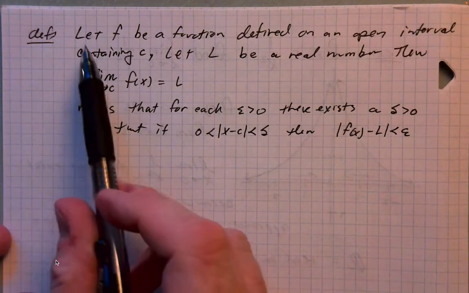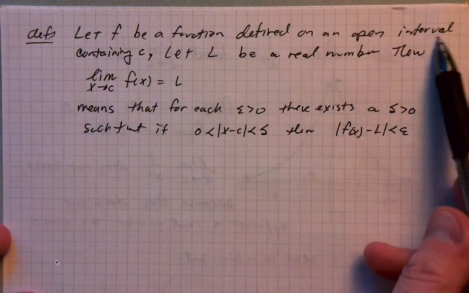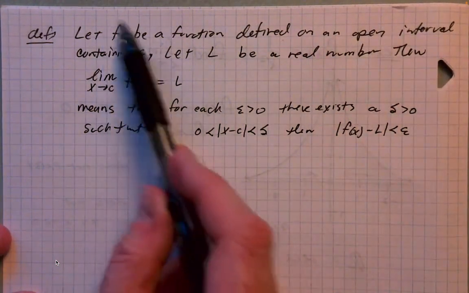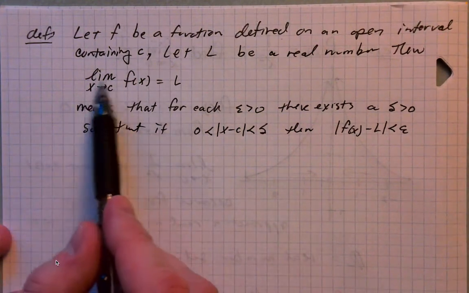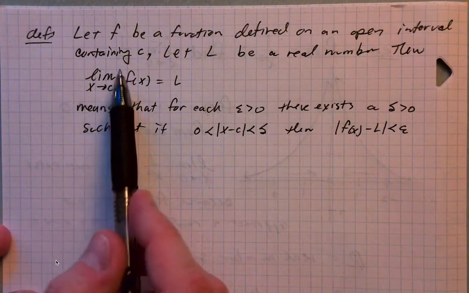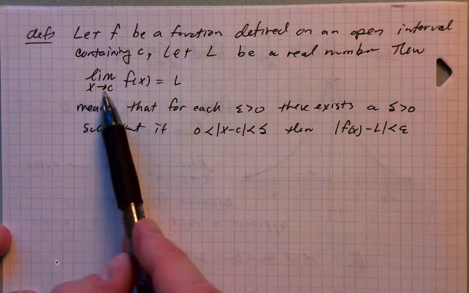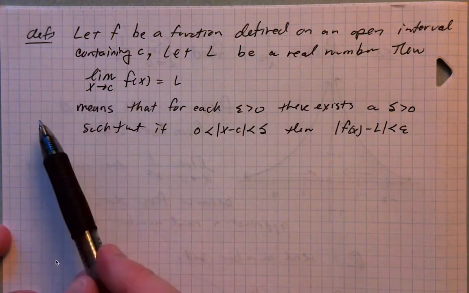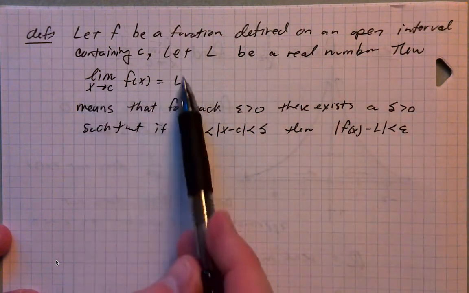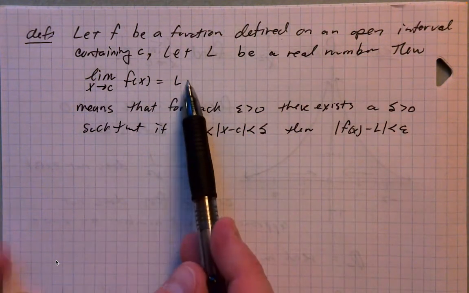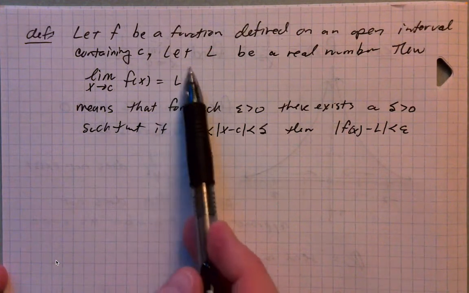about. So let f be a function defined on an open interval containing c, right? So f is the function, c is the limit point. That's the thing that we're traveling towards on the x-axis. And we need the open interval because we have to be able to approach c from both directions, right? Okay, so then let L be a real number, right? L has got to be a real number, important. It's not infinity or negative infinity concepts.